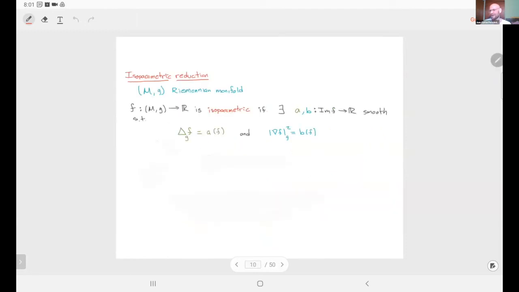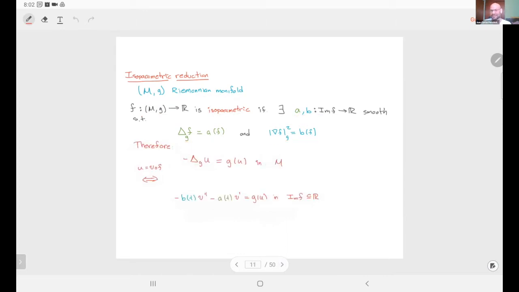So, what is a Riemannian manifold? Roughly speaking, it is a smooth manifold with an inner product that is changing smoothly when we change the points. So we have here some ways to measure lengths and angles in the same way as in R^n. And we are going to generalize the idea that we have given for the radial Laplacian. So let's fix a Riemannian manifold, and then we are going to say that a function f is called isoparametric if there are some functions A and B such that they make the magic trick. And what is the magic trick? That the Laplacian of f and the norm of the gradient are functions of f itself.